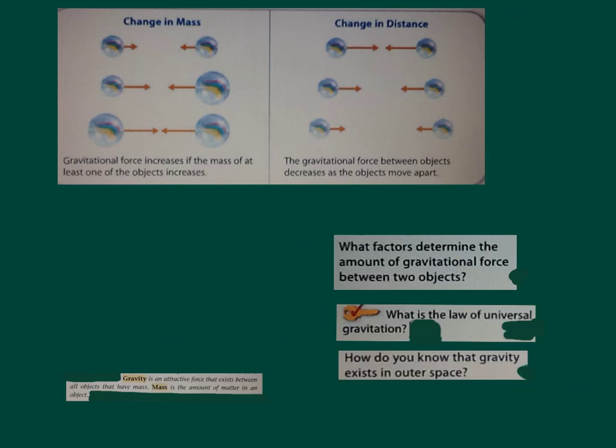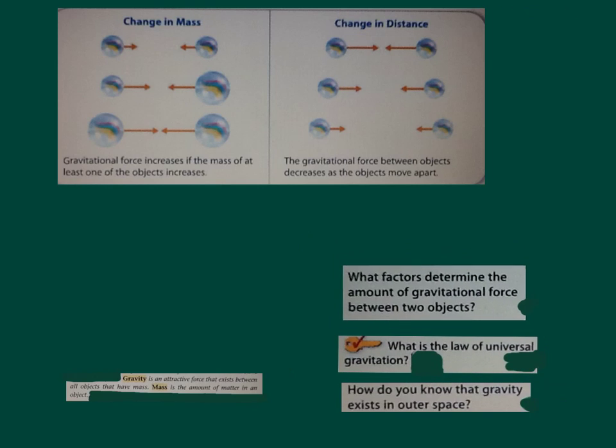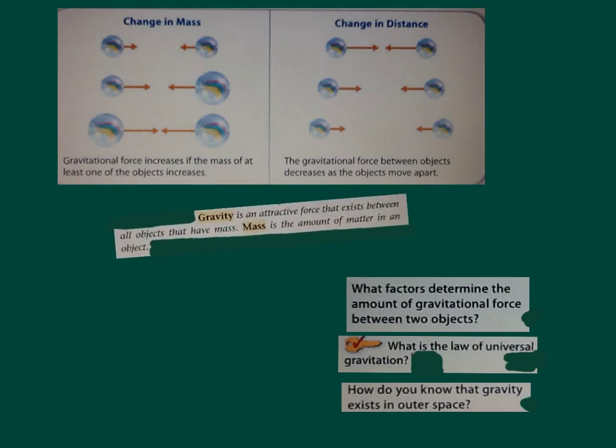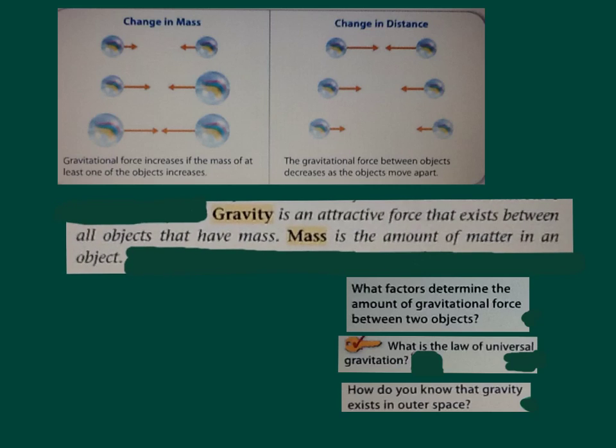What I want to do is give you our definitions. You'll notice that there are two there. One is gravity, which is an attractive force that exists between all objects that have mass. And the other one is mass, and mass is the amount of matter in an object. Please write both of those definitions down so that you have them to study from.